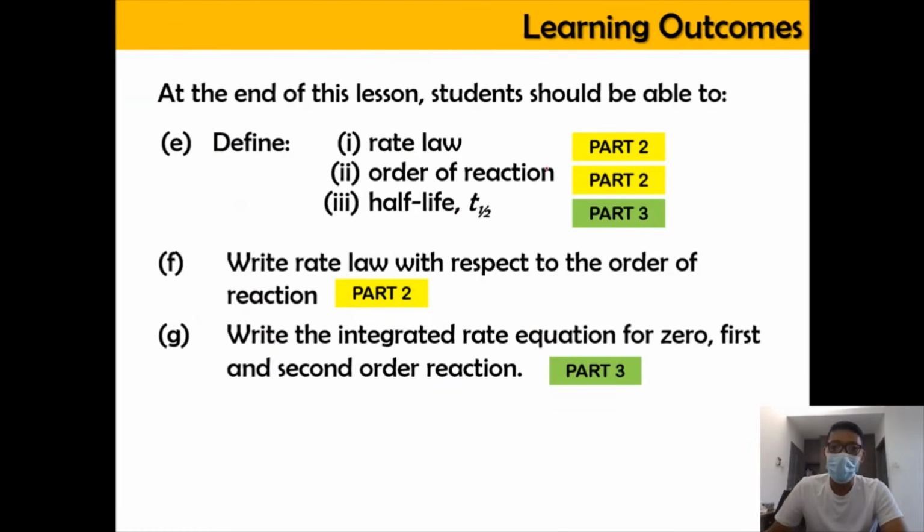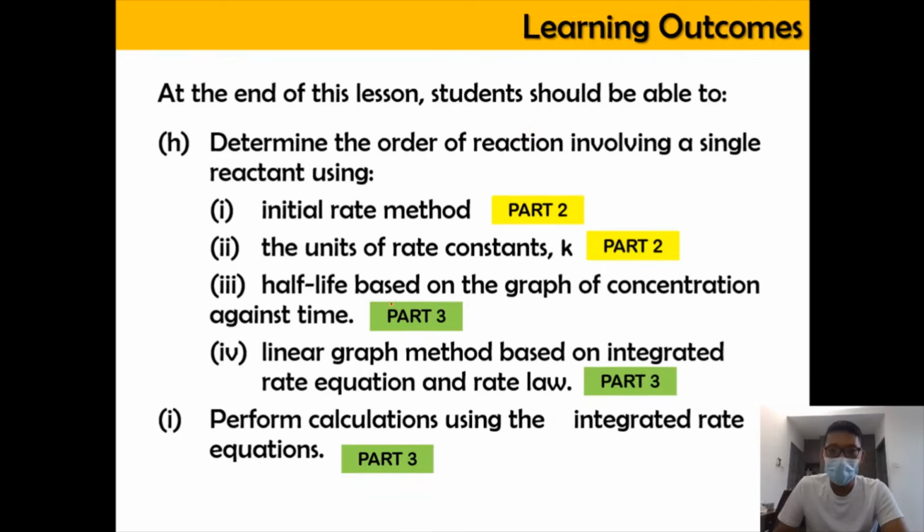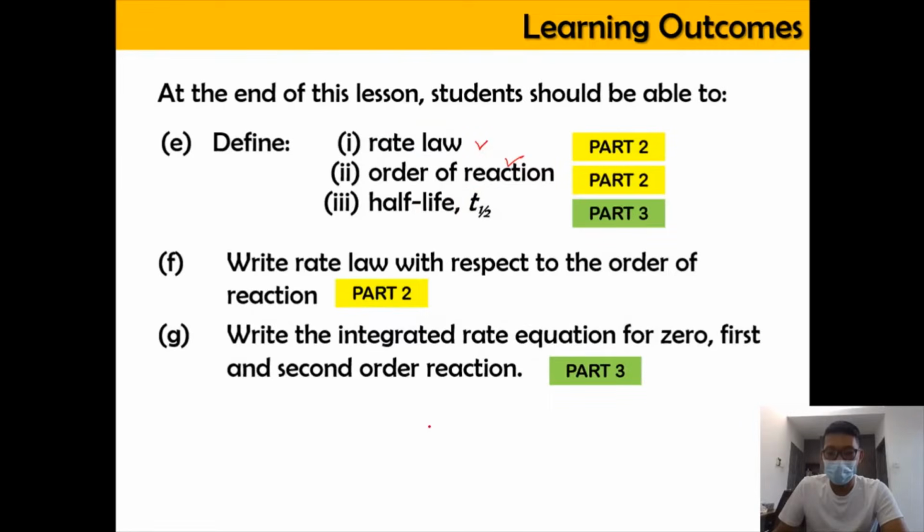Okay, in this video we're going to learn what is meant by rate law and order of reaction, and also learn to relate rate law with respect to the order of the reaction. Also in part 2, we're going to learn how to determine the order of the reaction involving a single reactant using the initial rate method and the unit of rate constant. But for the other part, which is labeled in green, we're going to learn that in part 3.